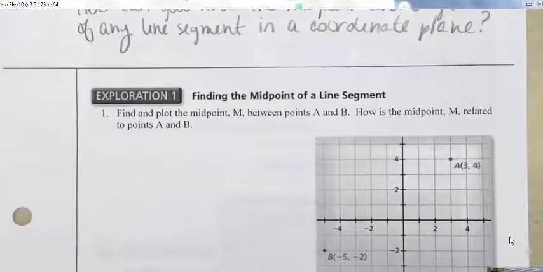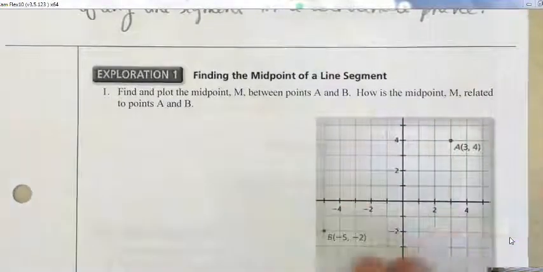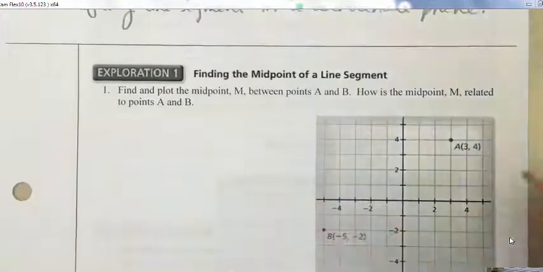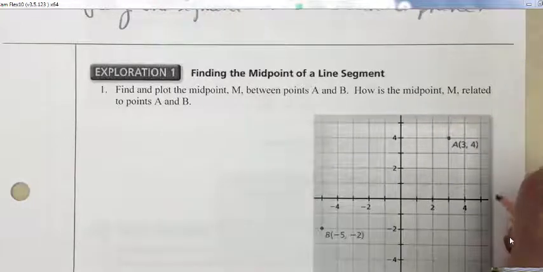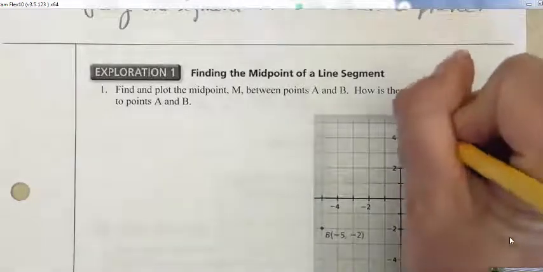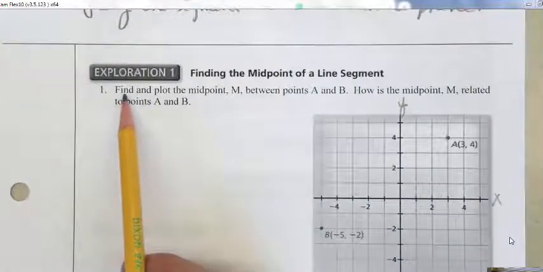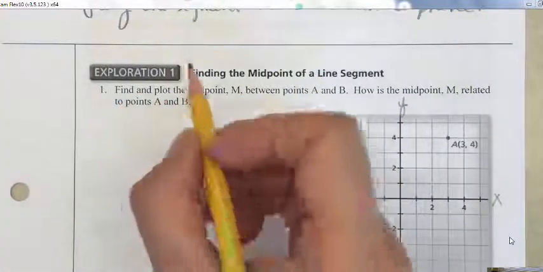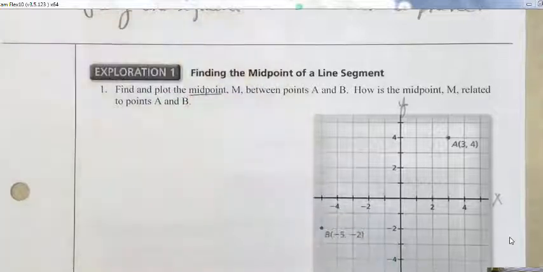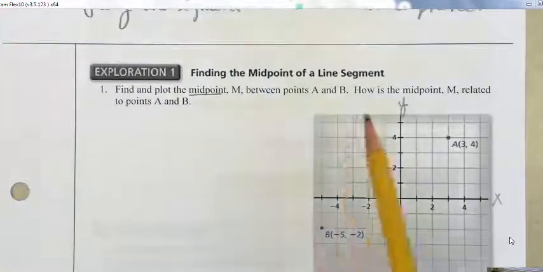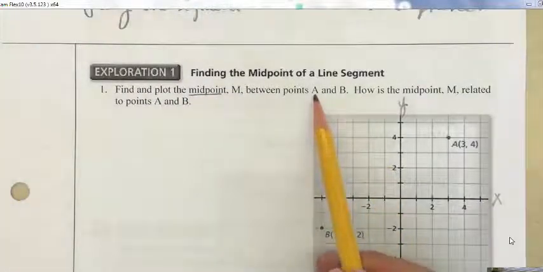And looking down at exploration 1, this is what a coordinate plane is. A coordinate plane basically has two axes, the x-axis and the y-axis. And I know that you've spent some time in your prior classes exploring that, so hopefully you're pretty familiar with it. Okay, so we're going to do part 1 first. We're going to find and plot the midpoint. Well, the midpoint is going to be in the middle between these two points, A and B.